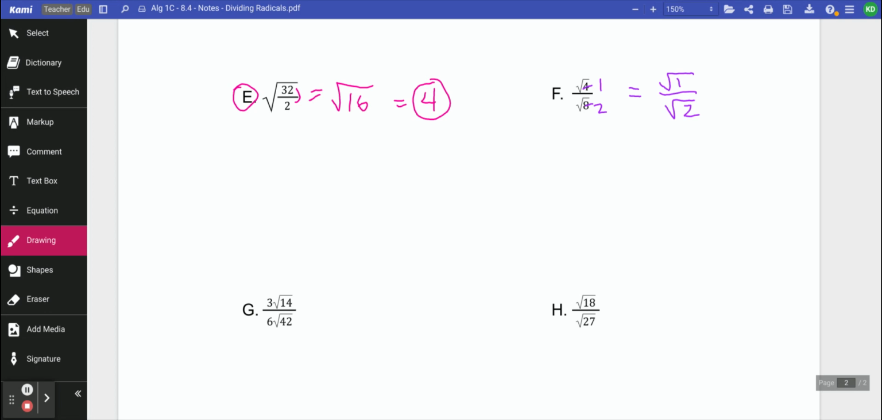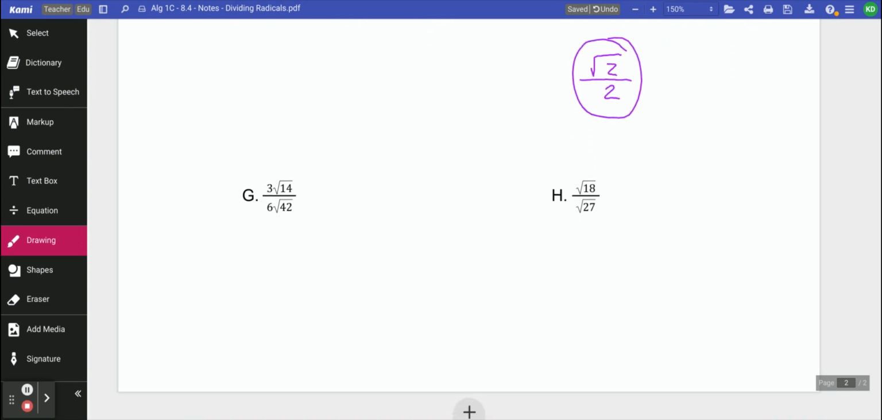Now I still need to rationalize this denominator. So I'm going to multiply by another copy of radical 2 on the top and the bottom. Radical 2 times radical 2 is just 2, and radical 1 times radical 2 is radical 2. And there we go, our denominator is rationalized. We can't simplify because I have one number inside a radical and one number outside of a radical. So that's our answer.